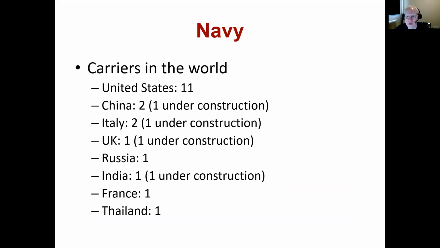If aircraft carriers are one of the strongest tools in terms of power projection, a little bit old, some of the ones listed here as under construction would be complete. But if we take a look, carriers in the world: US 11, China 2, Italy 2, although China is trying to build more, UK 1, Russia 1, India 1, France 1, Thailand 1. So if we add up all the other aircraft carriers, the US has more than pretty much everyone else combined.